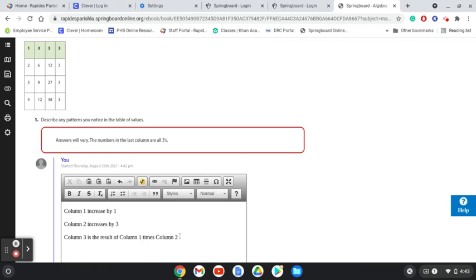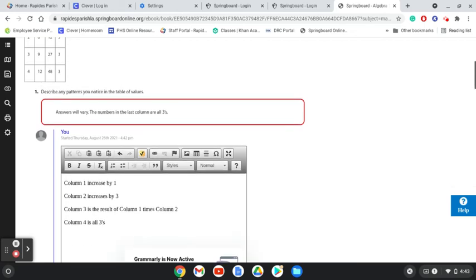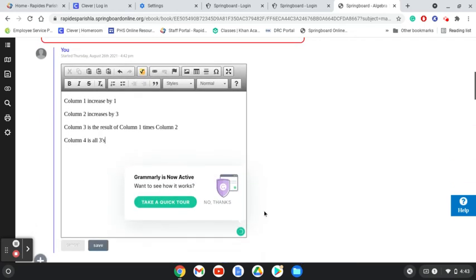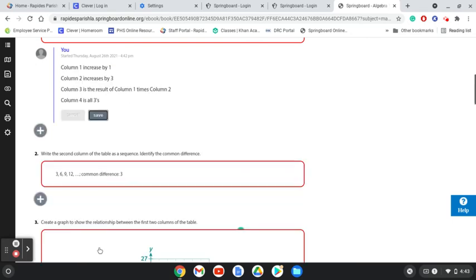And column 4, you probably just guessed that, right? Column 4 is all ones. I mean, all threes, excuse me, is all threes. Okay, that's something you should very easily get. All right.